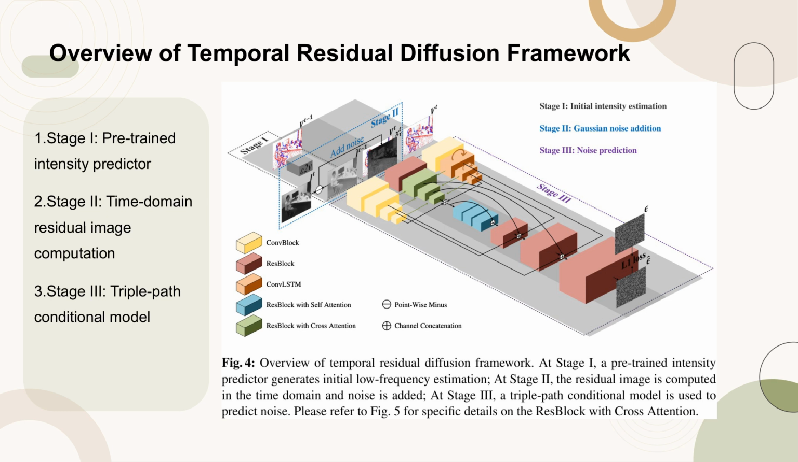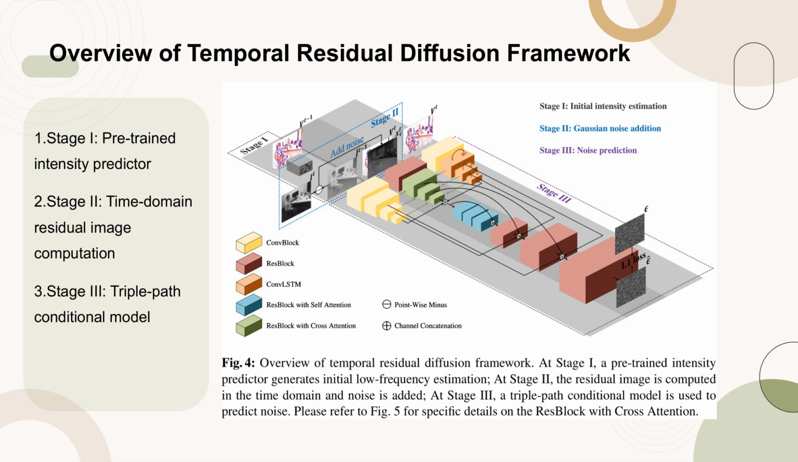Figure 4 provides an overview of the temporal residual diffusion framework. In stage 1, a pre-trained intensity predictor is employed to generate an initial low-frequency estimation. This estimation serves as a foundational step for the subsequent stages. Moving to stage 2, the residual image is computed in the time domain, and Gaussian noise is added to this residual image. This step is crucial for the diffusion process, which aims to model the distribution of the data.